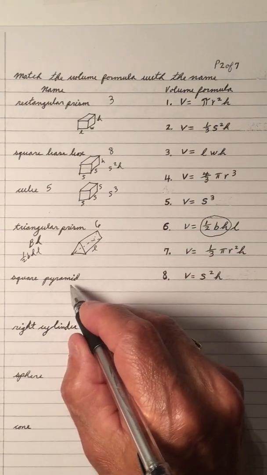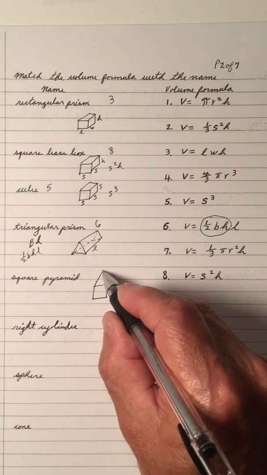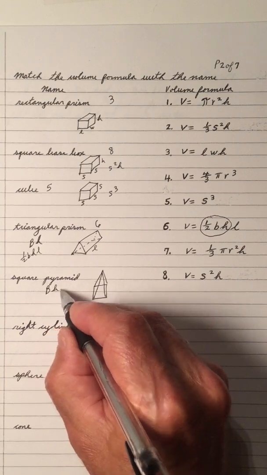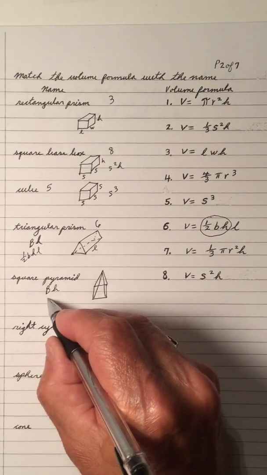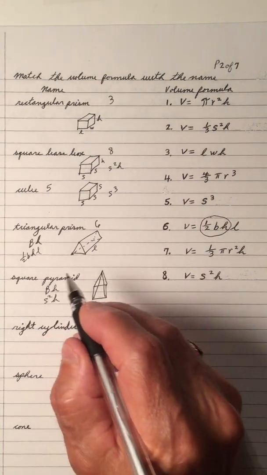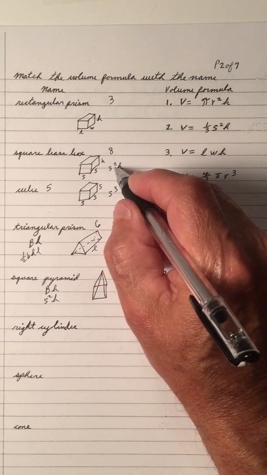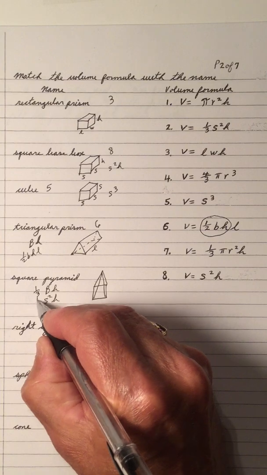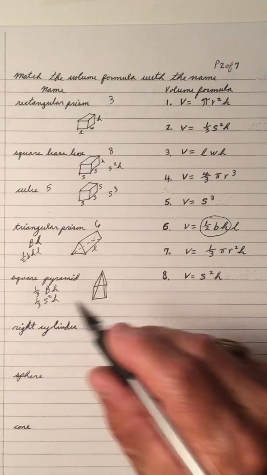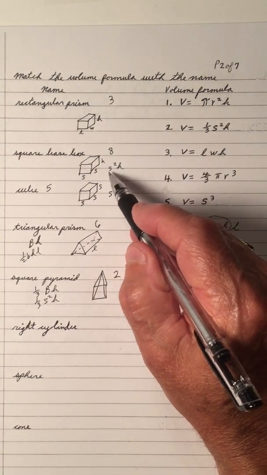A square pyramid has a square on the bottom, and from a height, there's the peak of the pyramid. Again, volume is base area times height. The base of a square pyramid is a square, which is S squared, times the height. Oh, we forgot: in relation to the rectangular prism or box, the pyramid is 1/3 of that. The pyramid is coming from a prism, so it's 1/3, and that would be number 2. So be careful. It's the same as S squared h, but it's 1/3.